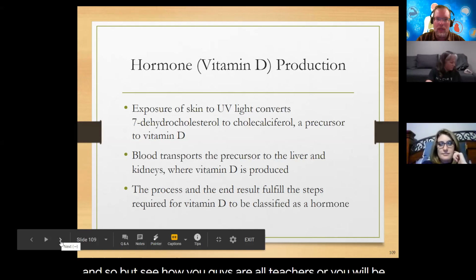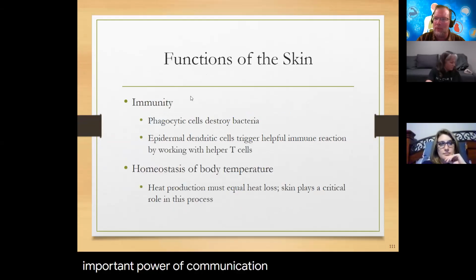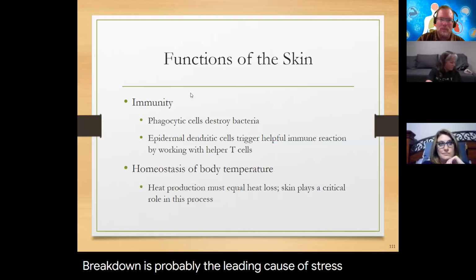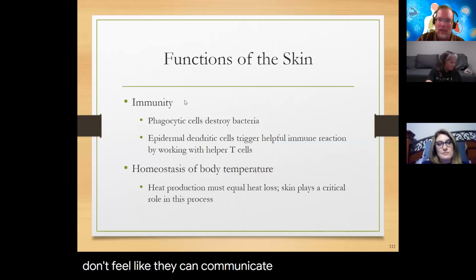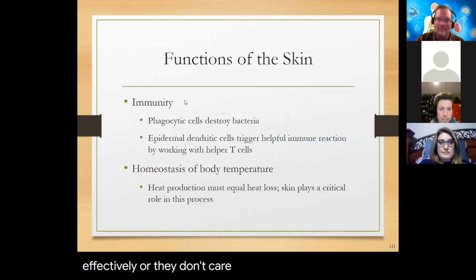The power of communication. Communication breakdown is probably the leading cause of stress. People don't feel like they can communicate, or they communicate ineffectively.